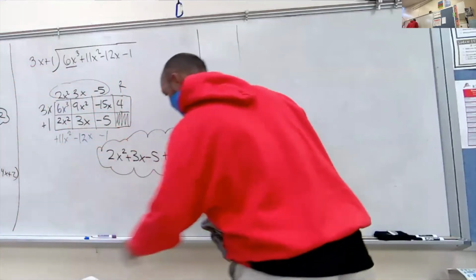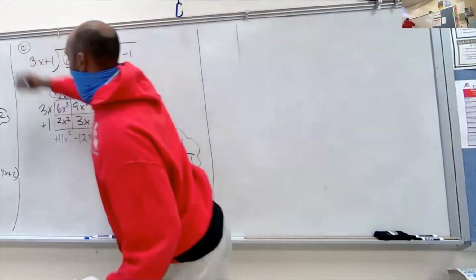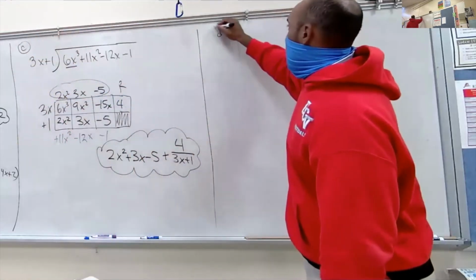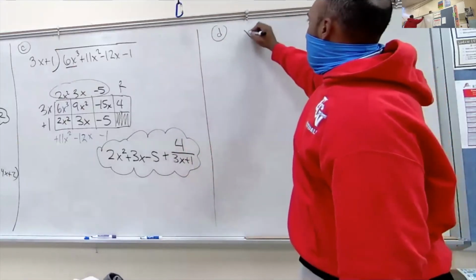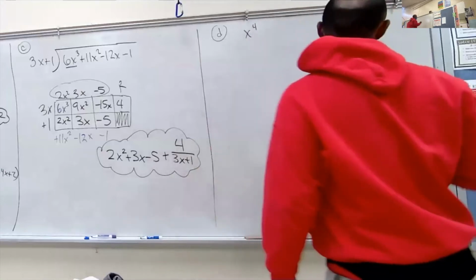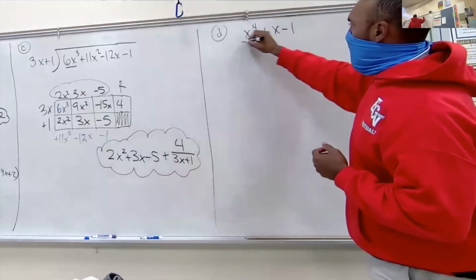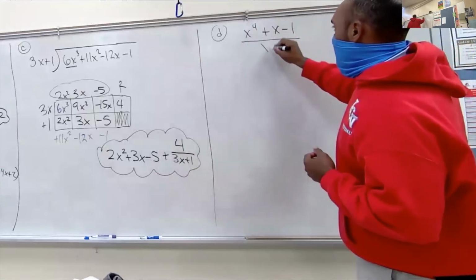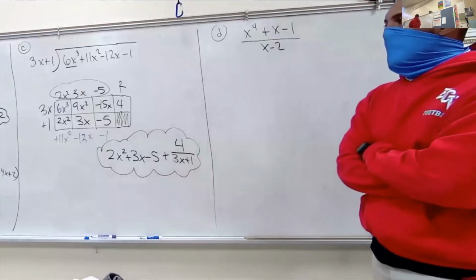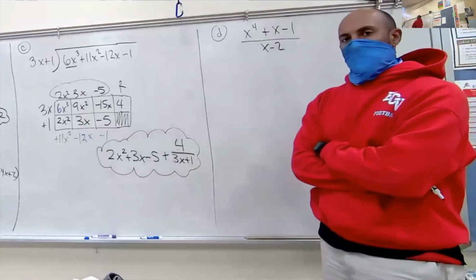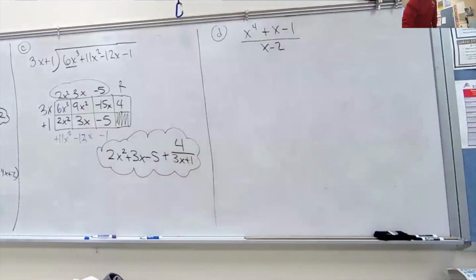Okay, now, again, this was a lot like part C, by the way. This one is going to be a lot like part D. Okay, so this one, I have x to the 4th plus x minus 1 divided by x minus 2. Okay? So give you guys a second to get caught up if you're copying this down.